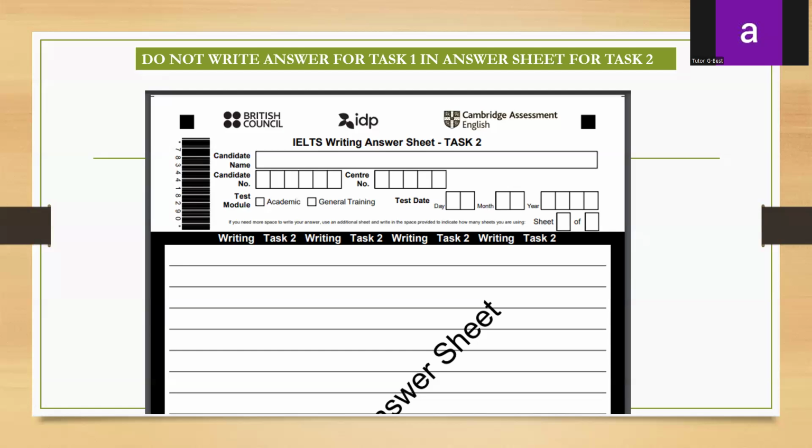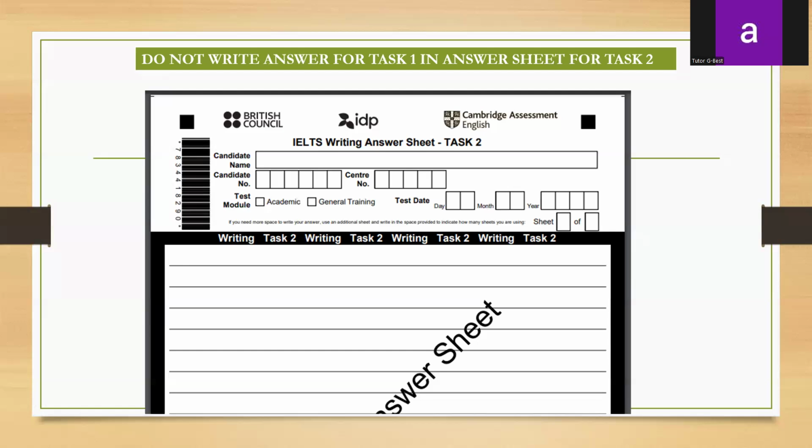Now, for IELTS Academic, you have two tasks, Task 1 and Task 2. Task 1 is interpretation of a chart. Task 2 is essay writing. For IELTS General, Task 1 is letter writing. Task 2 is essay writing. On exam day, they will give you Task 1 and Task 2 together. They'll give you 60 minutes to answer them.